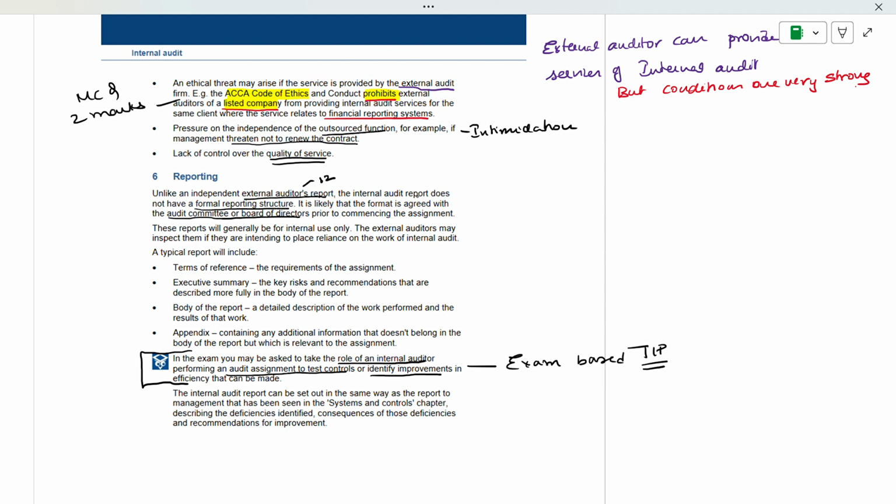The report will generally be for internal use only. The external auditors may inspect it if they intend to place reliance on the work of the internal audit. Again, I am putting this: it is 2 marks.